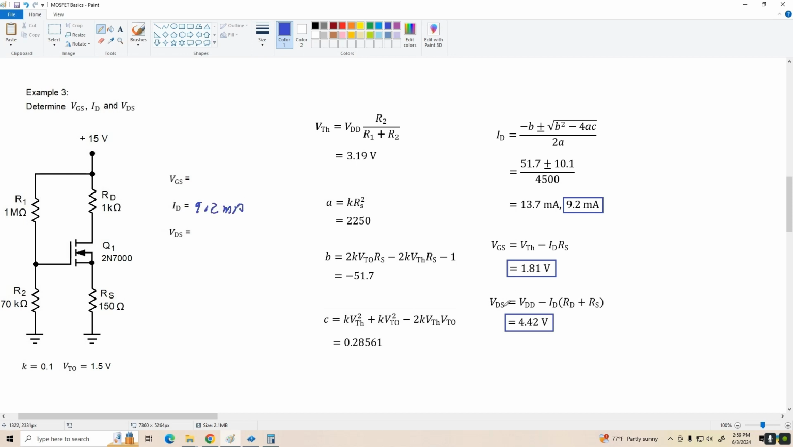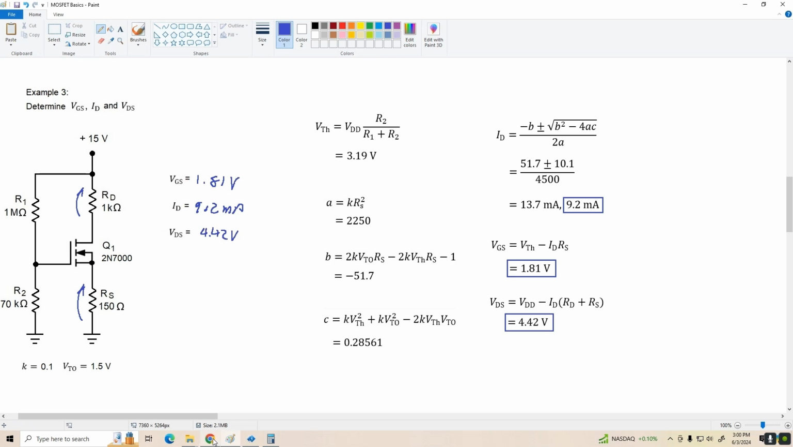And VDS works out to be 4.42. It's VDD minus ID times RD plus RS. In other words, 15 volts minus this drop, okay? And we're going to come out with 4.42 volts. And finally, VGS, one way to find it is VTH minus ID times RS, and that's 1.81 volts. Now, we can also evaluate this graphically by using something like Desmos, and I've got that up here.